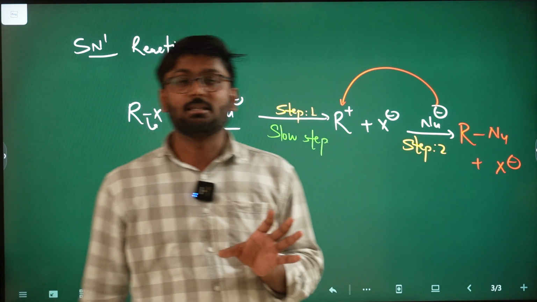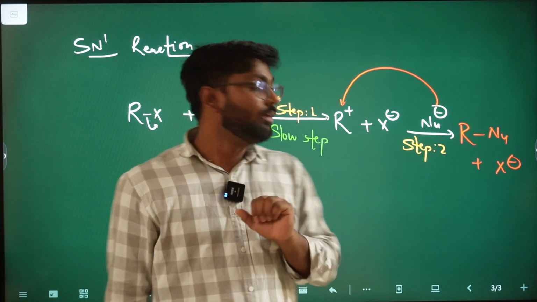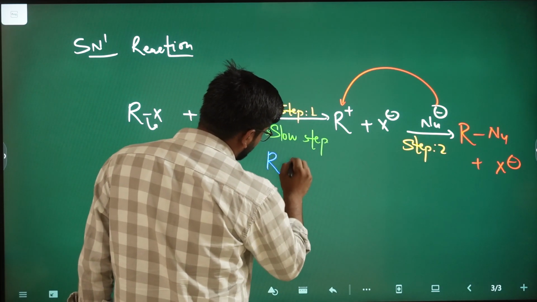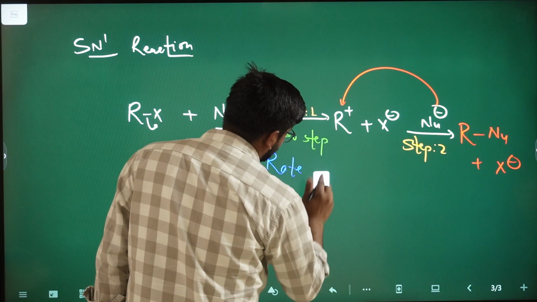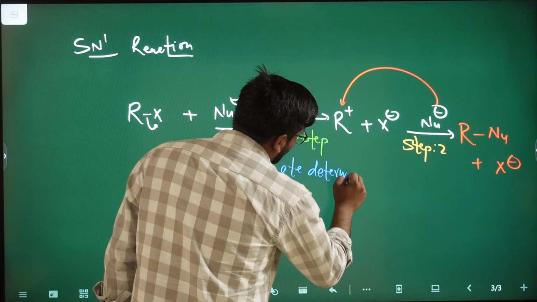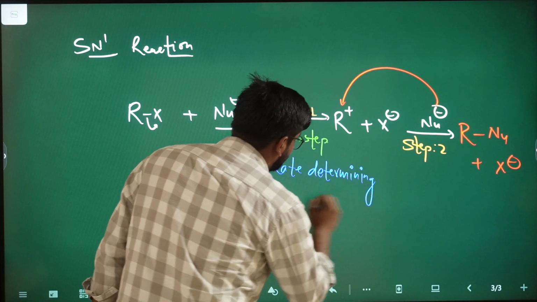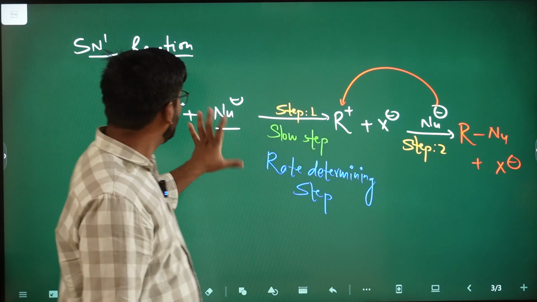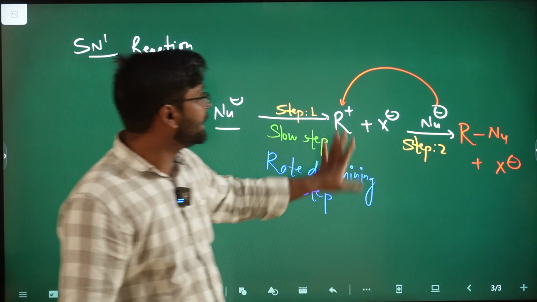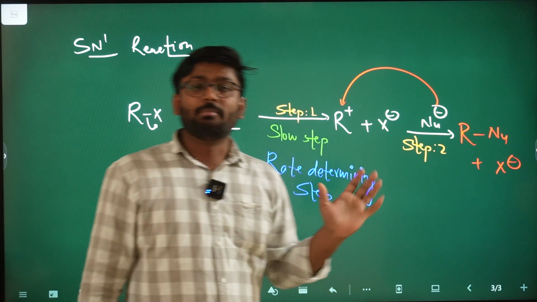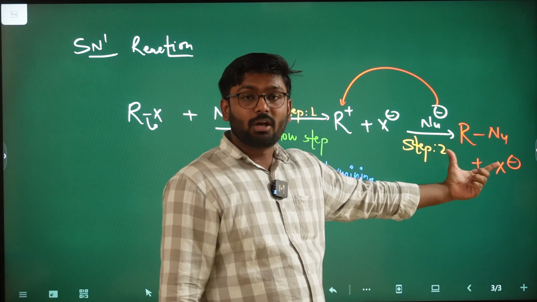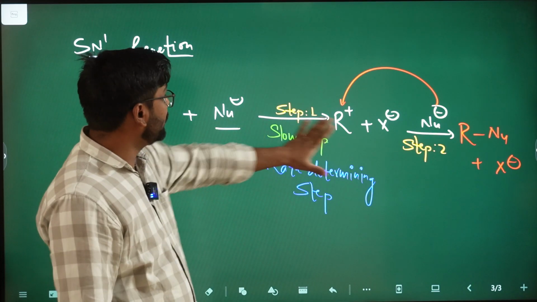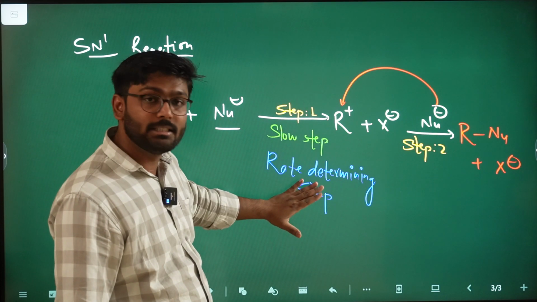In any reaction, the slow step is the rate determining step. So this is our rate determining step, RDS. So SN1 reaction is a two-step reaction. The first step is formation of carbocation and in the second step the nucleophile combines with the carbocation and forms the product. As you can see, carbocation formation is the slow step, the rate determining step, RDS.